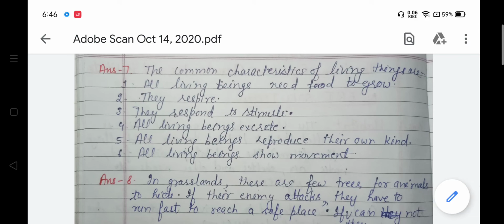Now question number 7. List the common characteristics of living beings. First, the common characteristics of living things are: all living beings need food to grow, they respire, respond to stimuli, excrete, all living beings reproduce their own kind, all living beings show movement.